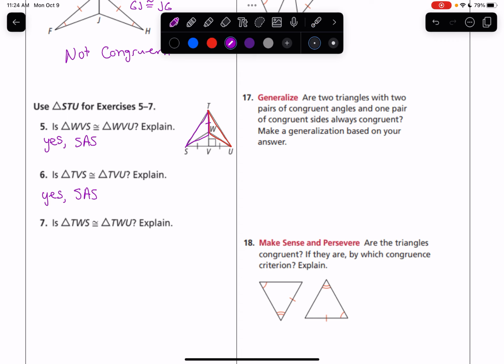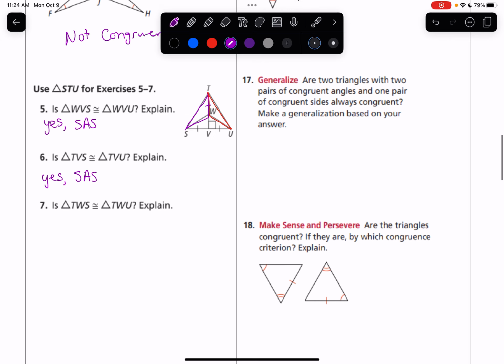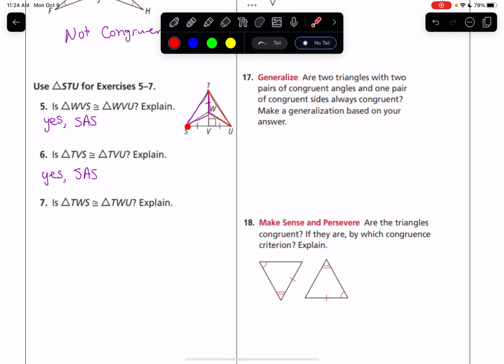But I don't see a way to find any other angle congruencies at the moment, or side congruencies, because I don't have any information that could lead me to say that side TU is congruent to side TS. There's no angles that could tell me that. I don't have anything that would say that WS is congruent to WU. There's no angles or anything that would say that. So at this point, I don't think that there's enough information to show that these are congruent. So we can say not enough information.